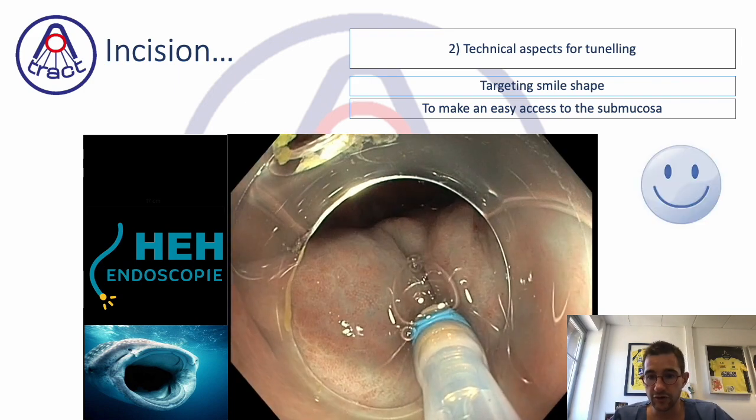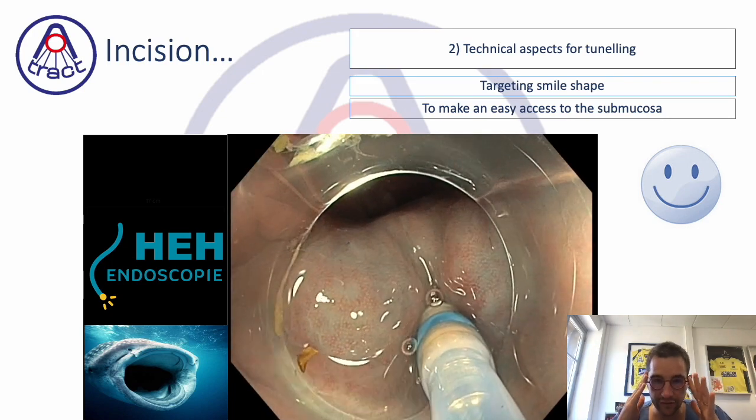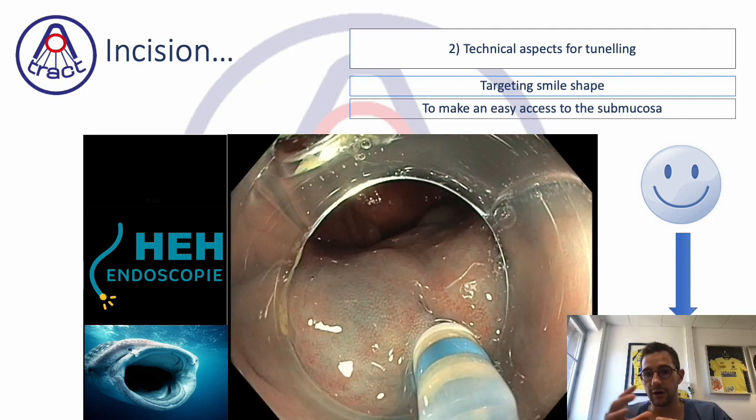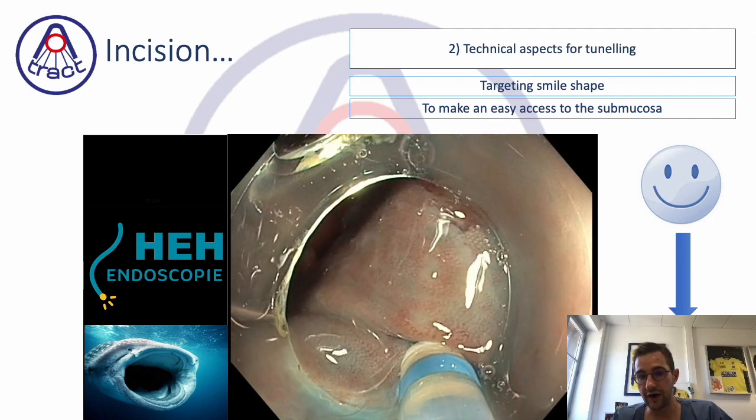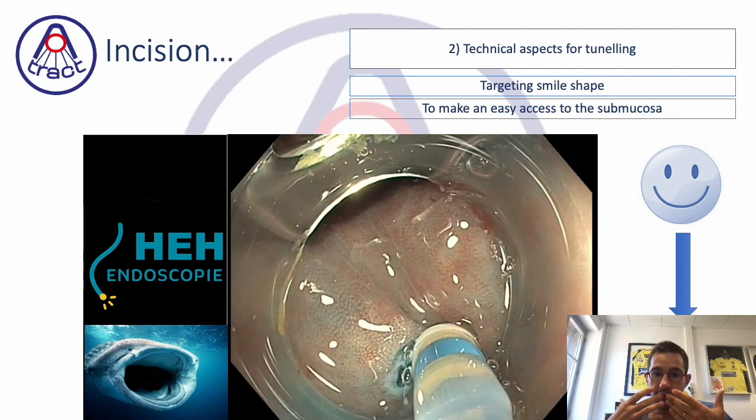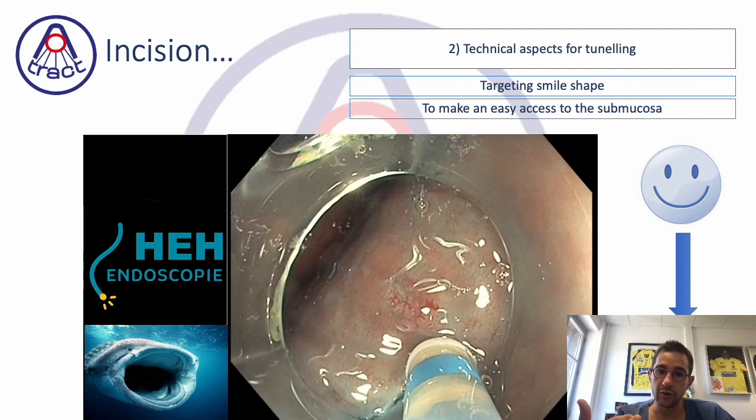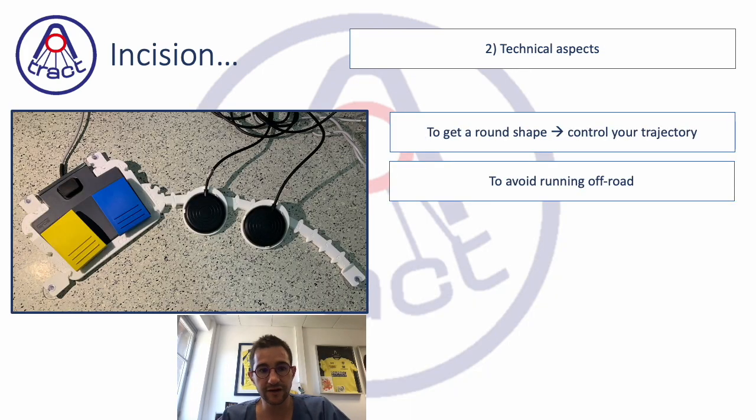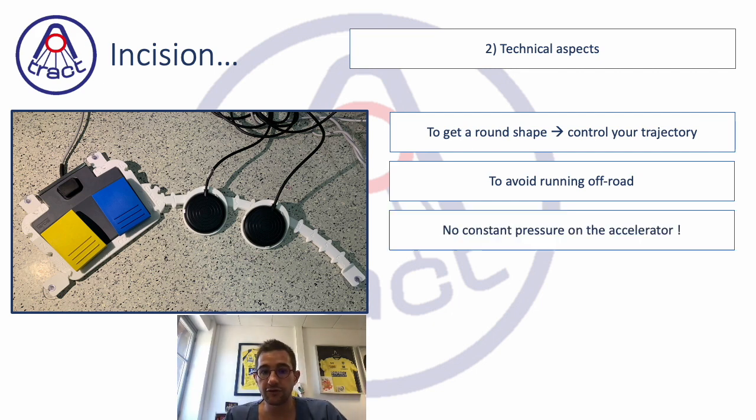And probably the good thing you should have in mind is do your incision like a smile and open it with your trimming to have a large smile with a mouth that will make you enter into the submucosa. One important technical point is that to get a round shape, you should control your trajectory. It is very important to have precise and regular movements in order to avoid running off road.